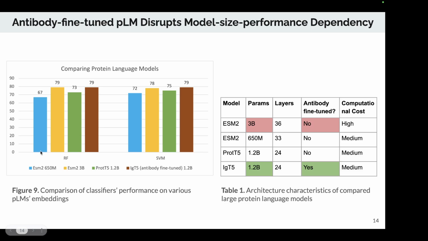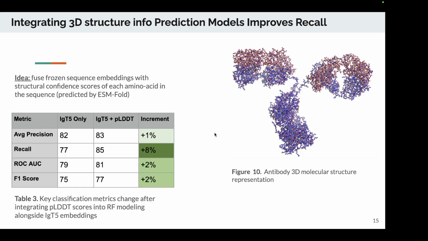Here you can see that as we go from the smallest model in blue to the largest model in yellow, with the green and brown being middle-sized, generally, the dependency is that the more parameters we have in the model, the better the performance is. But it stops working when we move on to the model that was specifically fine-tuned for antibodies, the IgT5 model. It's smaller in terms of parameters, more than 2 times smaller, but it performs just as well as the biggest 3 billion parameter model here. So fine-tuning is important, and we moved on with this fine-tuned model.